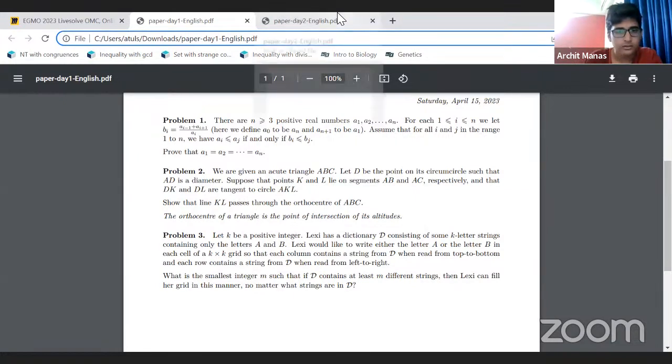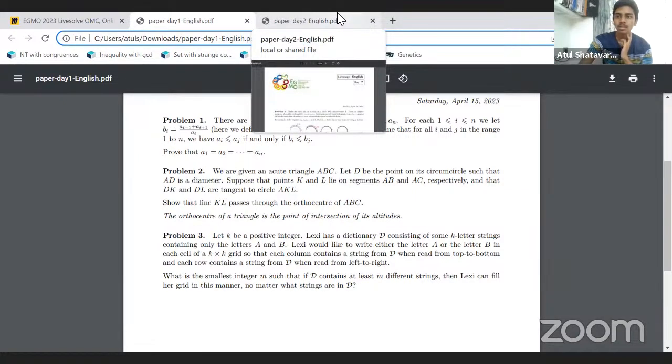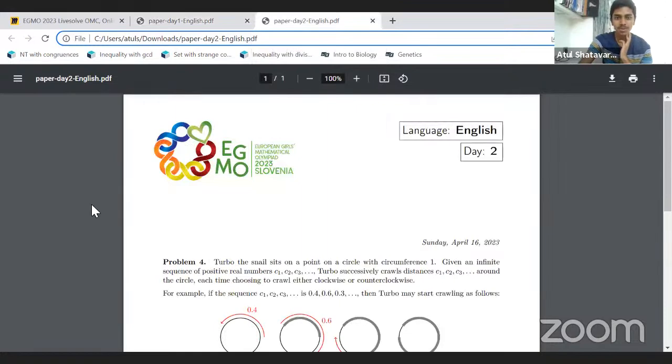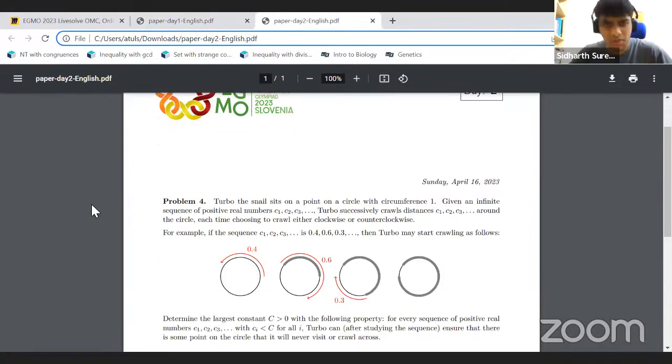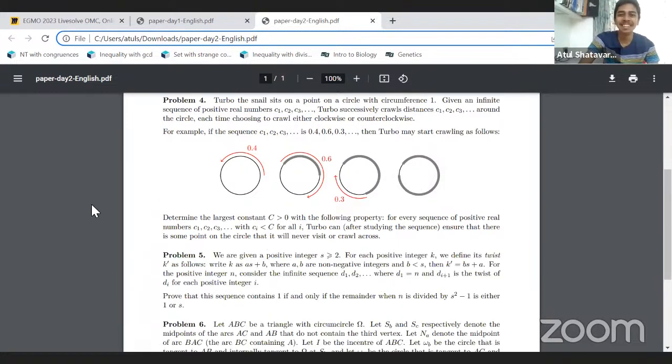Okay, next, day 2, I guess we can see. Oh my God, Turbo the snail. They should not put them in a combo problem. Turbo, oh my God, brings back bad memories. Wow, Turbo returns to EGMO after 2017 P3.